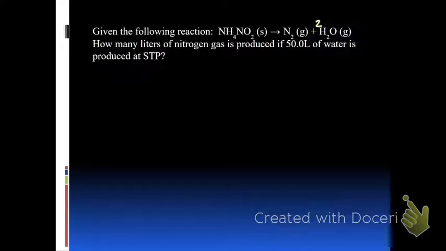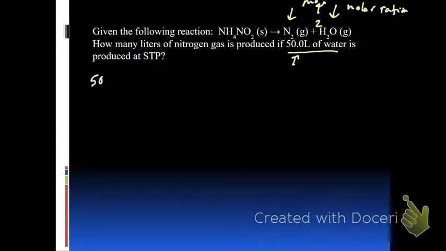So if you think about it, we're starting with 50 liters of water, and we want to know how many liters of nitrogen, right? So if you remember, this is a molar ratio here. So we have to convert these into moles. So if I have 50.0 liters, now this is at STP, and we want to convert to moles. We just did the conversion factor: 22.4 liters of water in 1 mole of water.